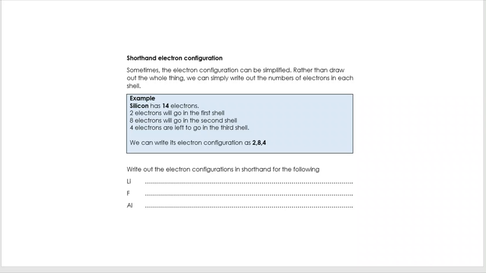And we can see here lithium. Lithium has got 3 electrons, so in the shorthand version it's written as 2, 1. 2 in the first shell and 1 in the second shell. Fluorine has got 9 electrons, so that will have 2 in the first shell and 7 in the second shell, so the shorthand configuration is 2, 7, and aluminium with 13 electrons will go 2, 8, 3.